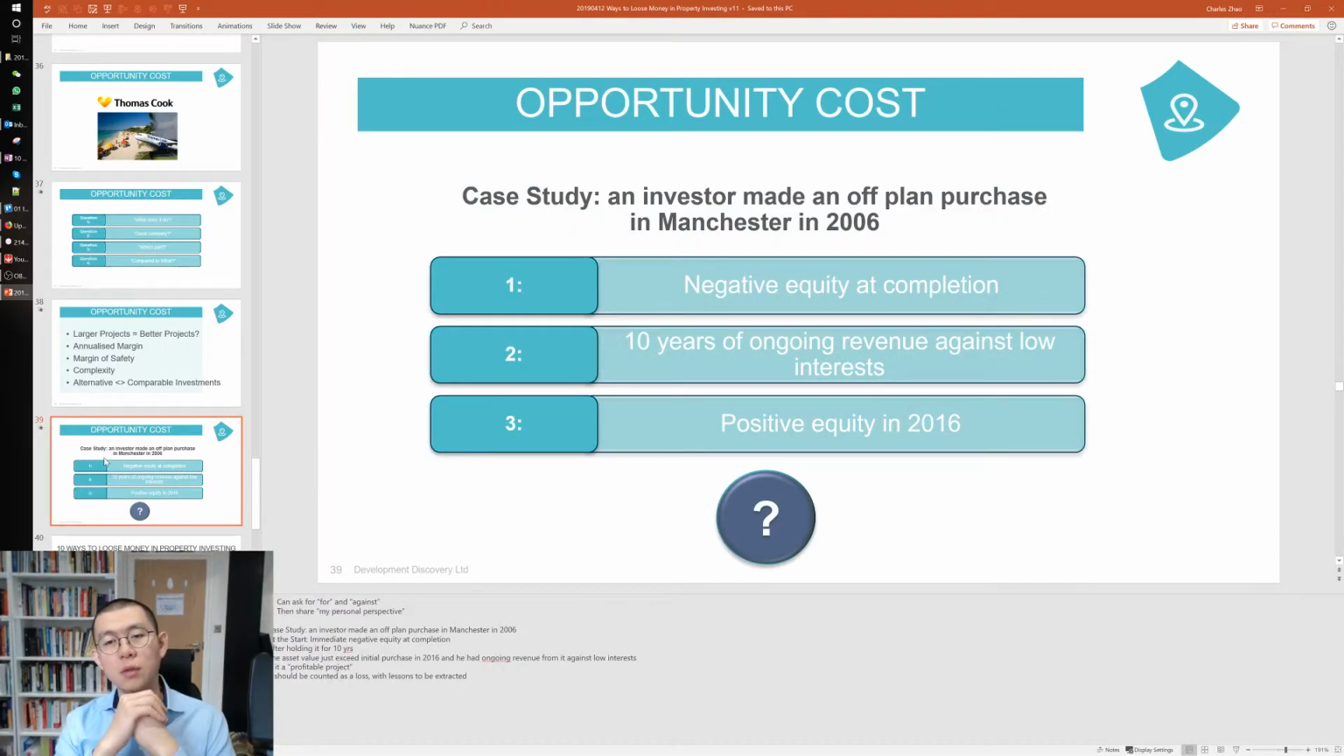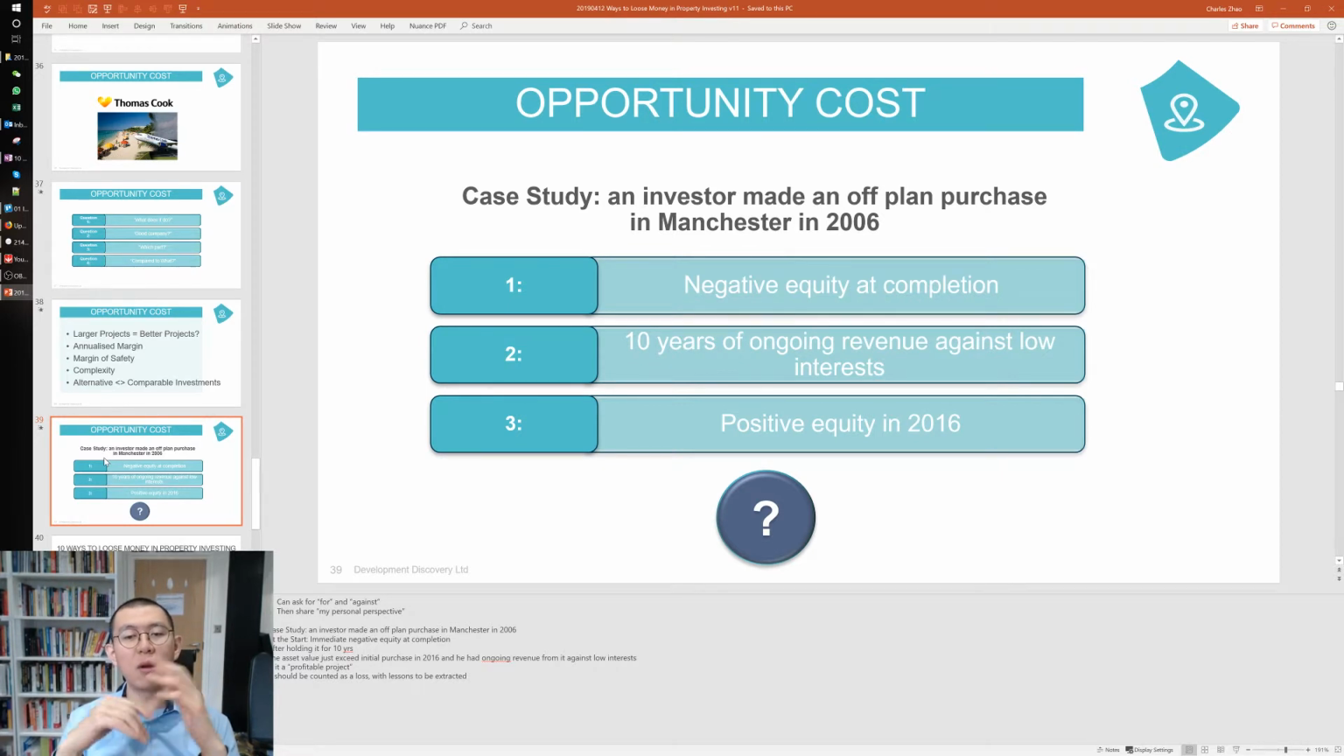So here again, this is somebody I know personally. This is an investor who bought off-plan ventures in 2006. So this is pretty much the peak of the market back then. As you can imagine, it's a 2-year off-plan deal. So once he got it in 2008, he's immediately in negative equity, because at that point the market had already crashed.